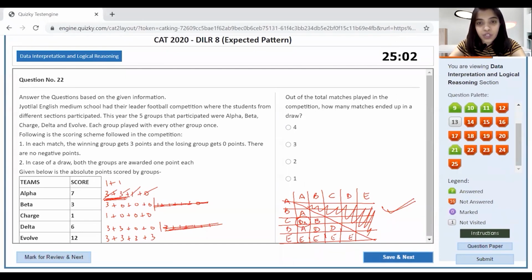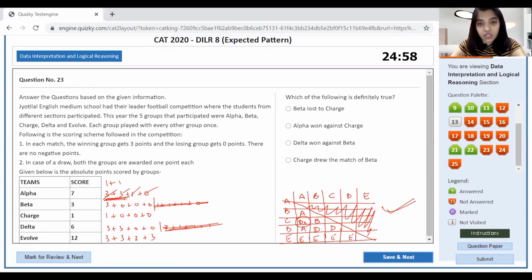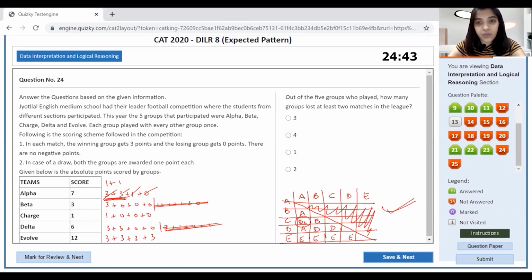Out of the total matches played in the competition, how many matches ended up in a draw? We know this. This is just one match. We just discussed it. Definitely true. Beta lost to Charge. Did Beta lose to Charge? No. Alpha won against Charge? No. Delta won against Beta. Delta, Beta, yes. Charge drew the match of Beta? No. So this is the answer.